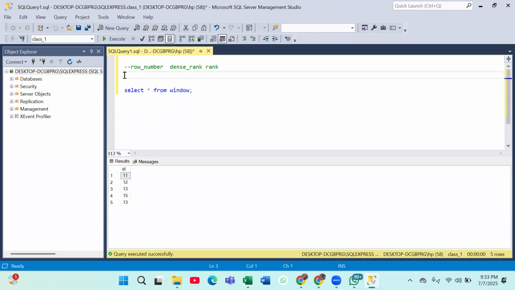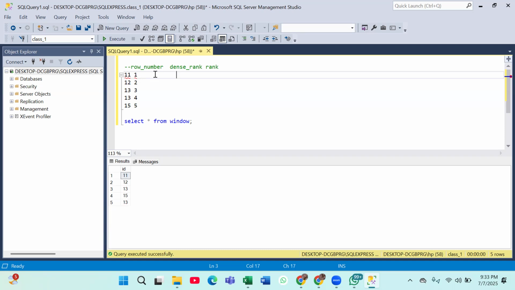So if we have some numbers like 11, 12, 13, 15, and 13 will be here only. What will be my row number? Can anyone write in the chat box, please? It will be a serial number only: 1, 2, 3, 4, and 5. Is this clear with everyone?